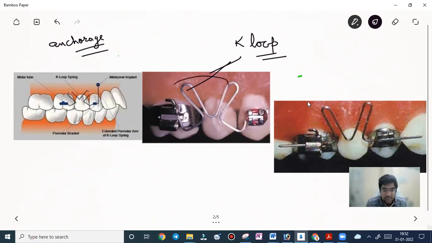This question was asked in your AIIMS entrance exam: identify the figure. So this was the K loop. Remember it from your INI-CET examination point of view.